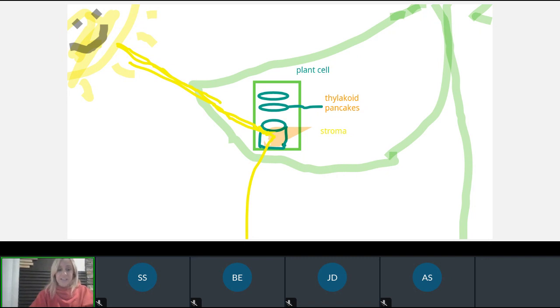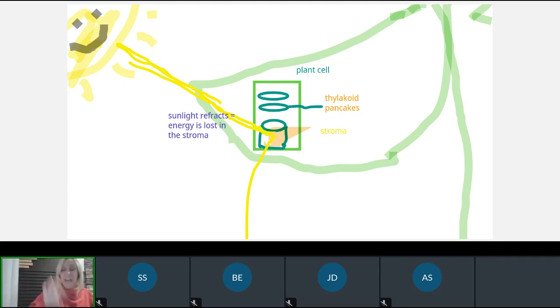So the sunlight refracts, and that equals energy is lost in the stroma. And what that energy goes to is the bond in glucose.